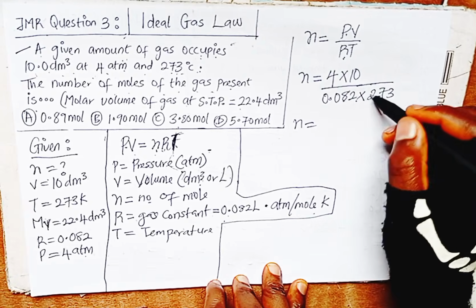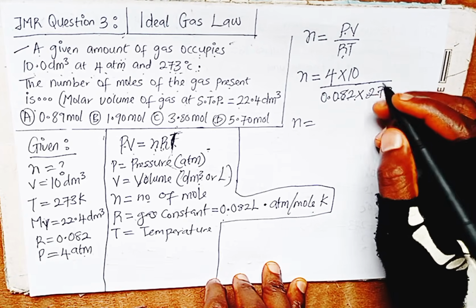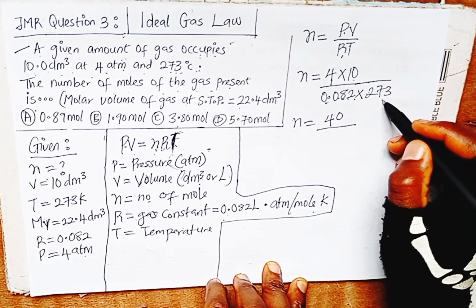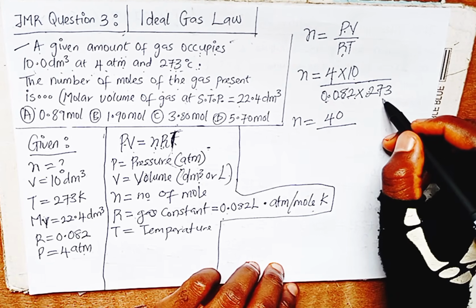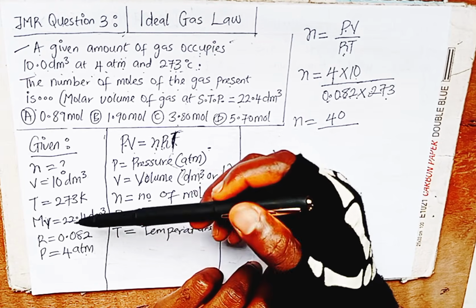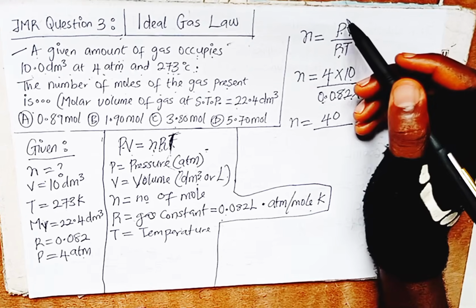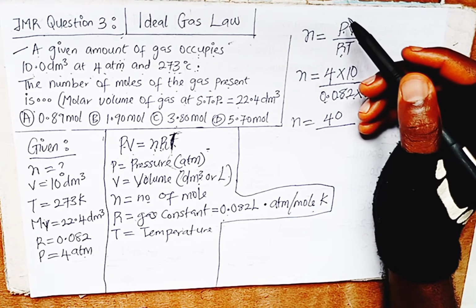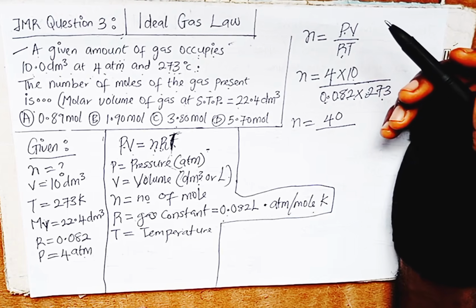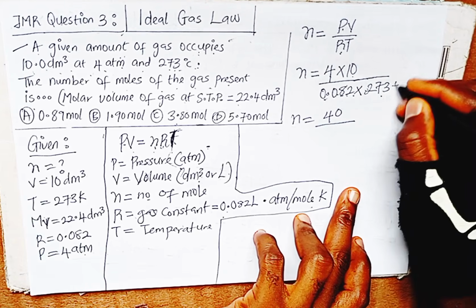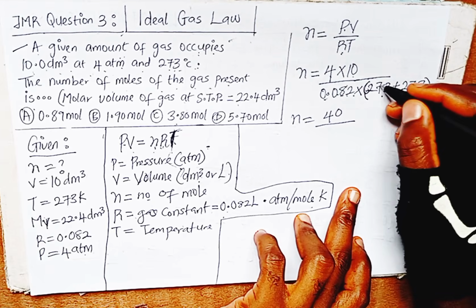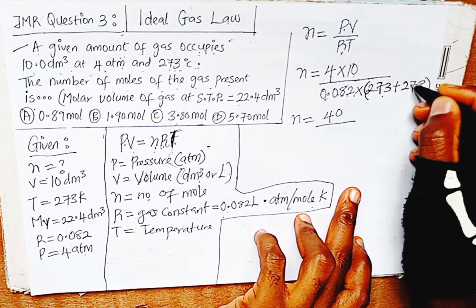N is equal to, let's do the top first. 4 times 10 will give us 40, over this times this. But we didn't convert our temperature. This temperature, we are supposed to add 273 to it. Please don't forget, it's only Boyle's law that you don't add 273 to the temperature. That's to convert it to Kelvin. Always add 273 to the temperature. If you don't add 273, you don't get the answer. Always convert to Kelvin.